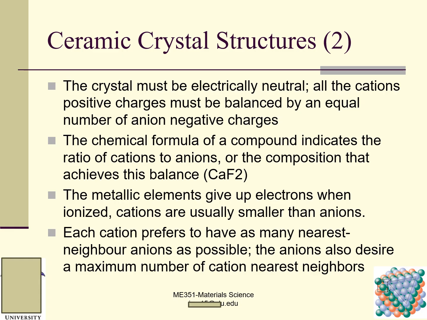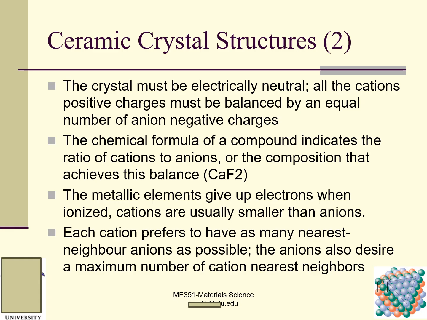So the chemical formula of the compound indicates the ratio of the cations to anions, or the combination that achieves this balance. For example, CaF2: Ca carries 2 positive charges, and F has 1 negative charge. In order for this to be electrically neutral, we should have 2 F ions to balance the calcium cation.